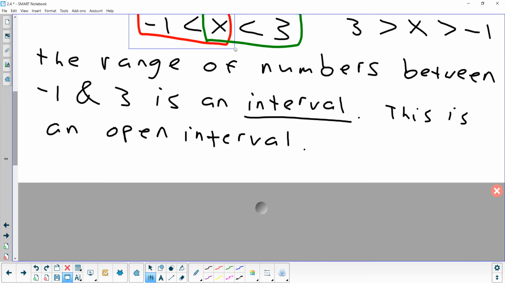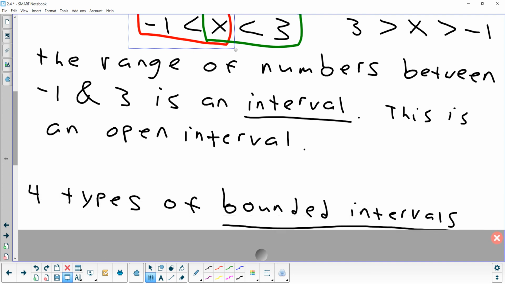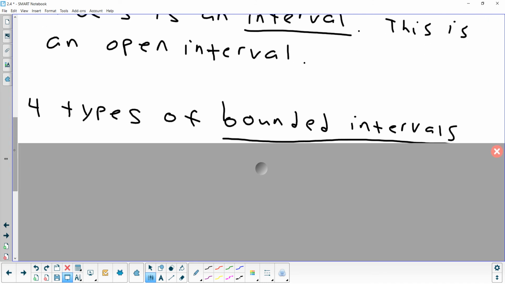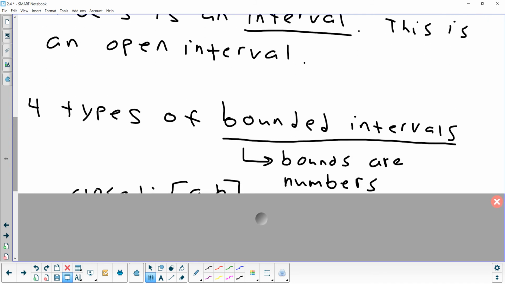So we're going to talk about a few different terms now to describe intervals. We have what's called open intervals, closed intervals. We have bounded, and we have unbounded. So I just want to clarify what those four terms mean. We're going to start with what's called bounded. A bounded interval means that you have an interval where the bounds are actual numbers. The low value is a number and the high value is a number.